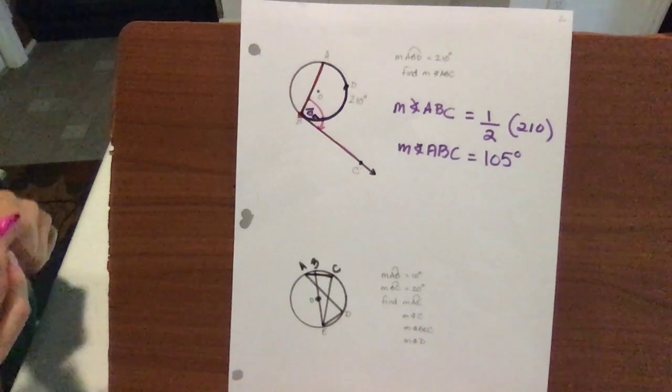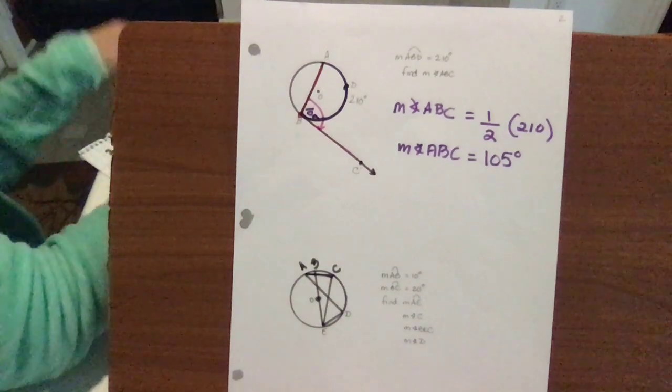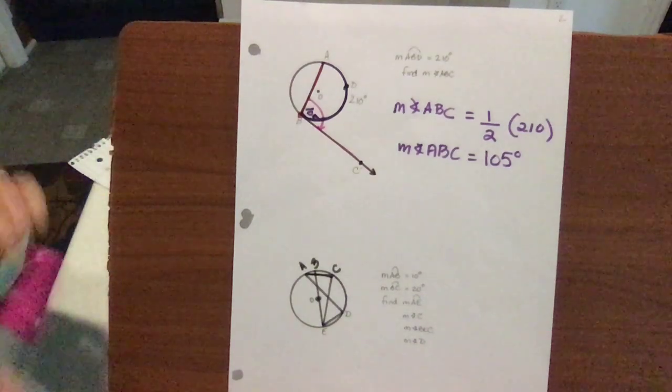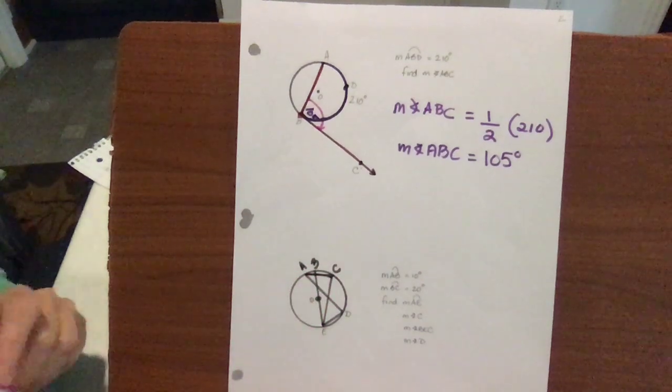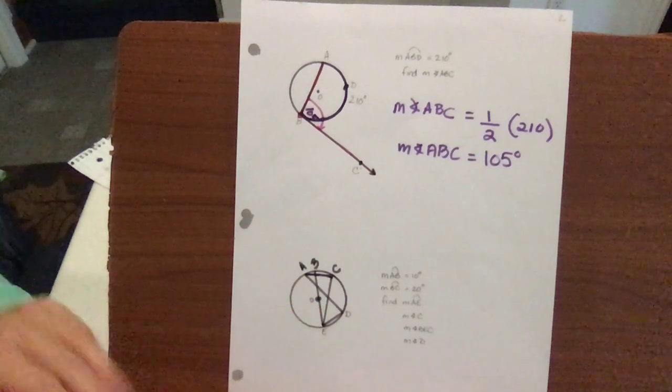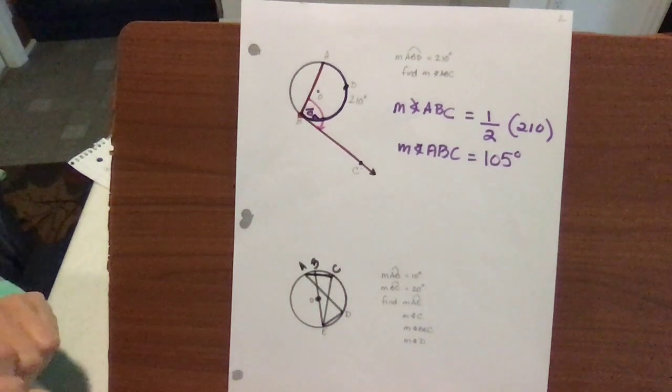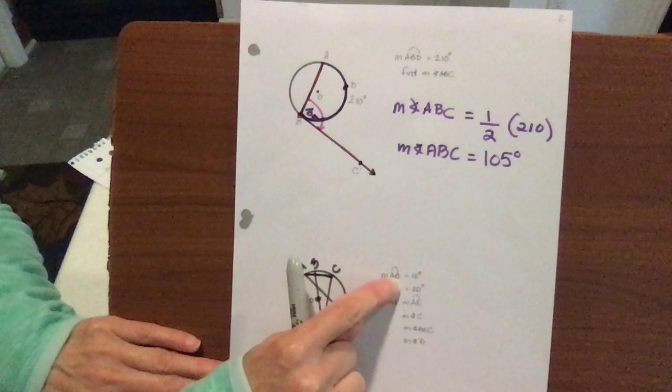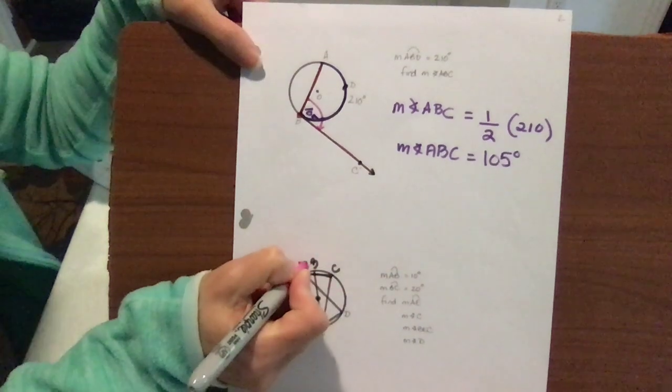Now we've got a little more complex looking problem here with a lot of chords, a diameter BC. We know that because it's going through circle O. We have some information that we need to put on here. Minor arc AB is 10 degrees. So we're going to write that out here.